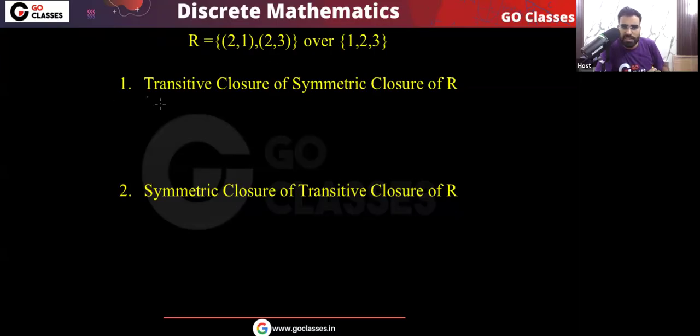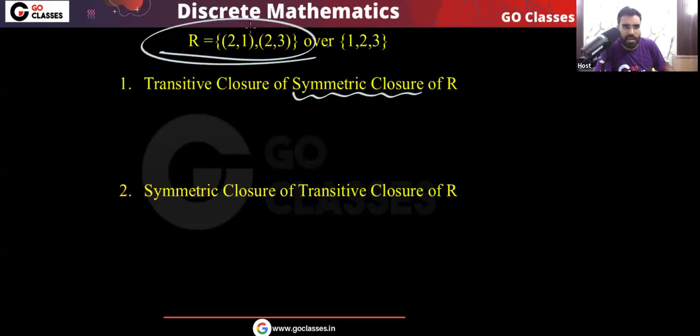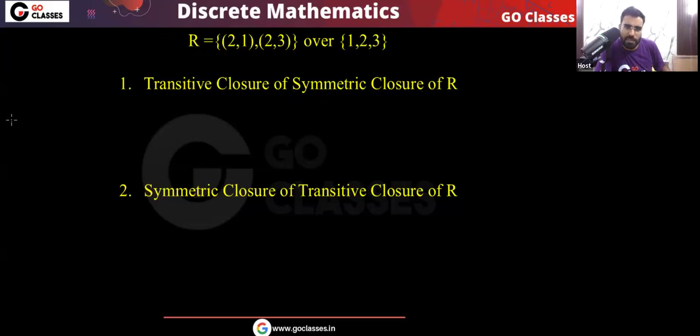Now let's see. For the relation R, first I find the symmetric closure, then I find the transitive closure. Then what will be the result? Also, for relation R, first I find the transitive closure, then I find the symmetric closure, then what will be the result? Okay, let's see. First, I will find the symmetric closure of relation R. Then tell me what will be the result.